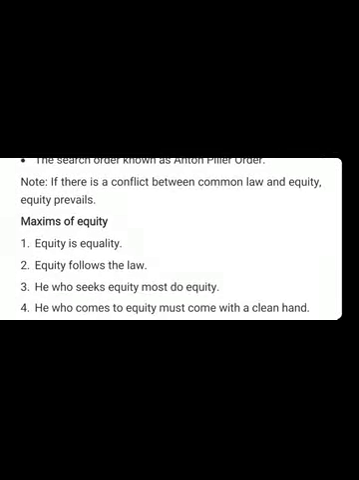Then we have the search order, known as the Anton Piller order. A search order means giving the right to search a particular place or particular goods brought into the country. But now let us note something. If there is a conflict between common law and equity, equity always wins, because equity came to correct some rigidness and some mistakes of common law.